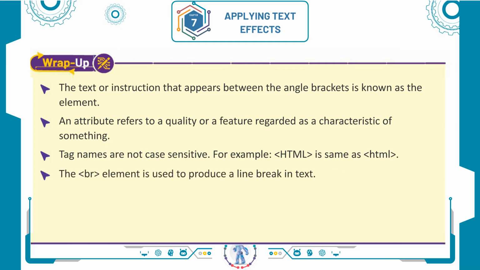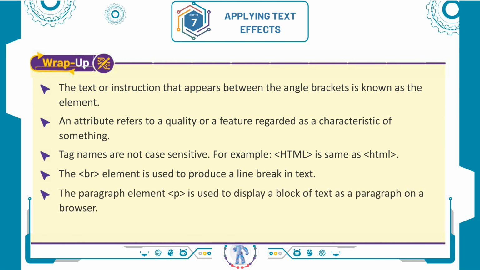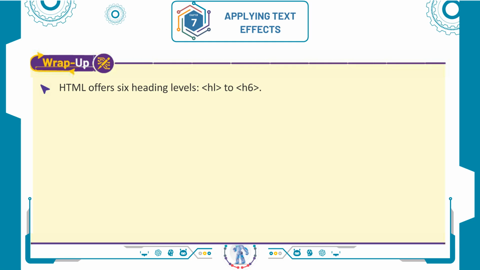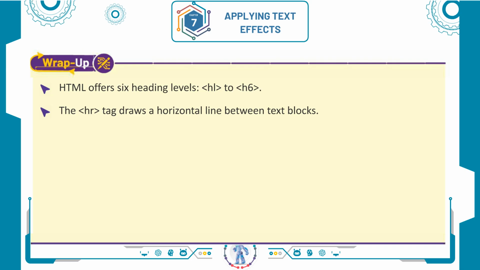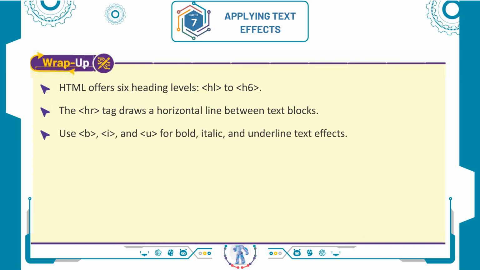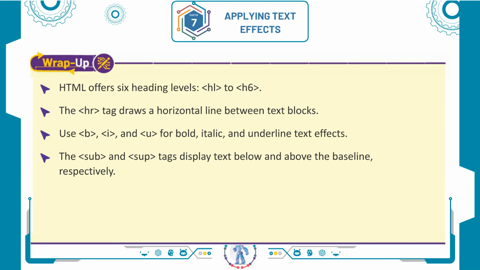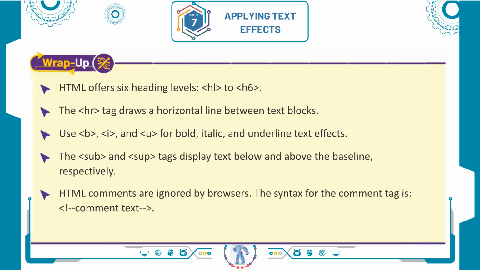The BR element is used to produce a line break in text. The paragraph element P is used to display a block of text as a paragraph on a browser. HTML offers 6 heading levels, H1 to H6. The HR tag draws a horizontal line between text blocks. Use B, I, and U for bold, italic, and underline text effects. The sub and sup tags display text below and above the baseline respectively.